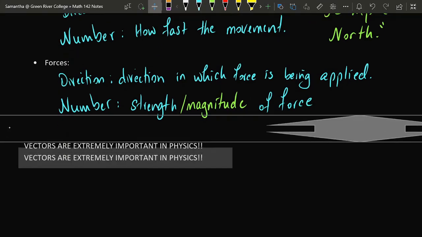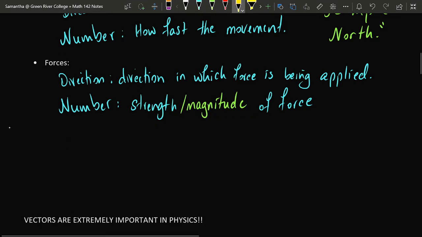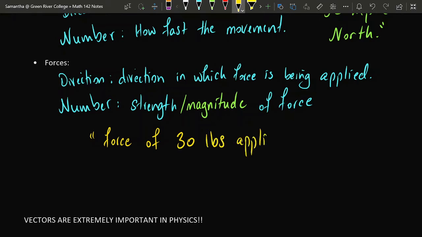So it would not be unusual for me to see something like this when a force was being communicated. A force, for example, of 30 pounds applied downward. This, for example, would be an appropriate expression of the gravitational force which is imposed on a 30-pound object. Gravity pulls you downward, and the size of the force is equal to the object's weight.